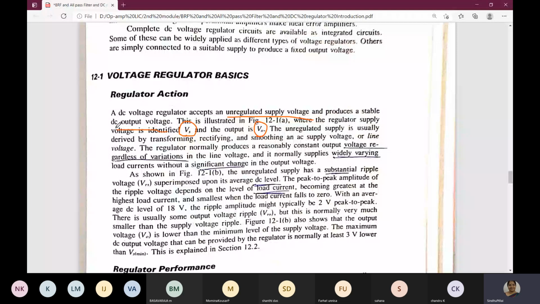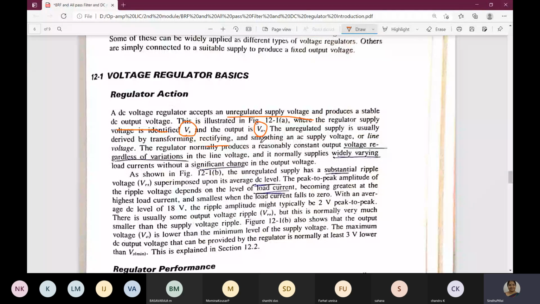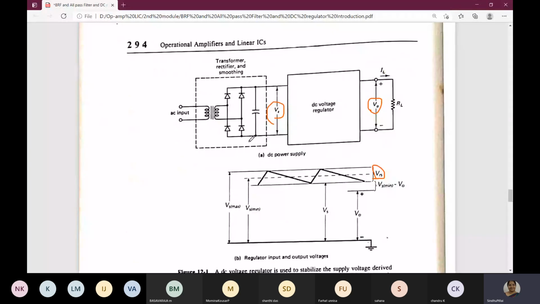That is illustrated in the figure, where the regulator supply voltage is identified as Vs and the output is V0. This unregulated supply is usually derived by transforming, rectifying and smoothing an AC supply voltage or line voltage. That is important. Whatever supply comes from AC has a 50 hertz frequency. If you check the supply at your home, it will show 211, 212, 213 up to 220 also. There will be huge fluctuations and variation.